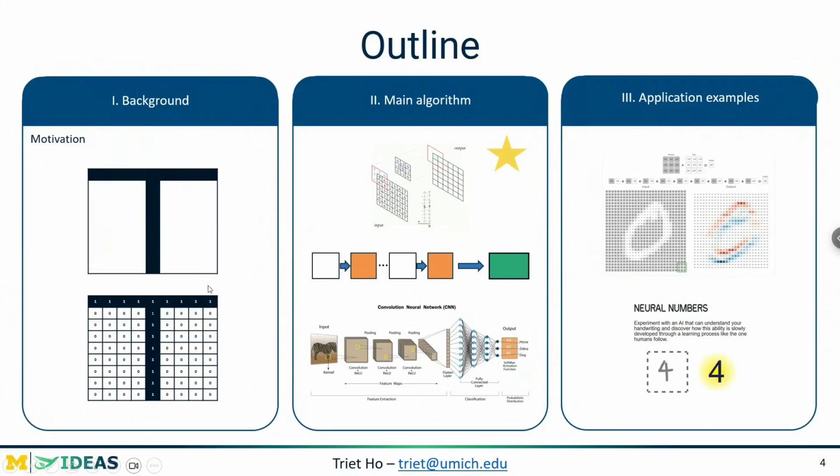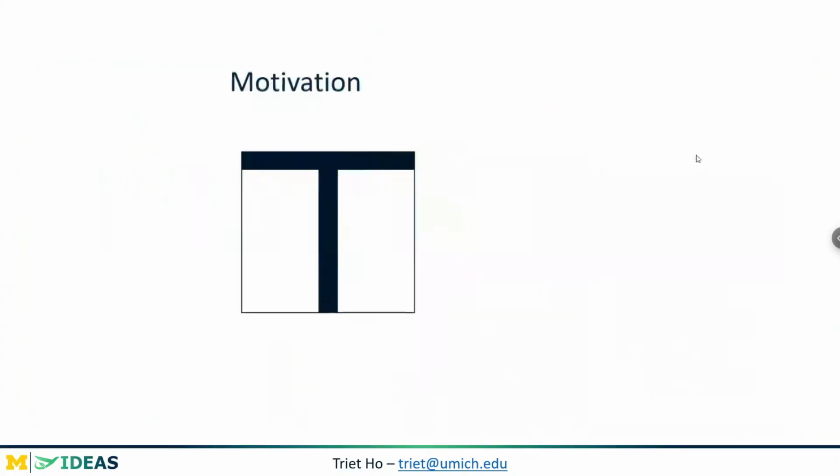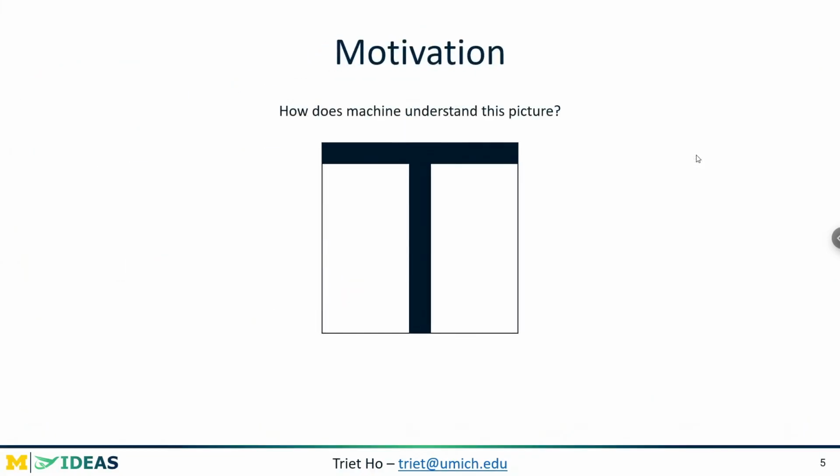First, we're going to go over the background and motivation: why we need convolutional networks. Then I'm going to go over the main algorithm of convolutional networks. I have a star here, so just memorize this slide over here. Finally, I'm going to go over some examples that convolutional networks can do. Let's get started. So, motivation.